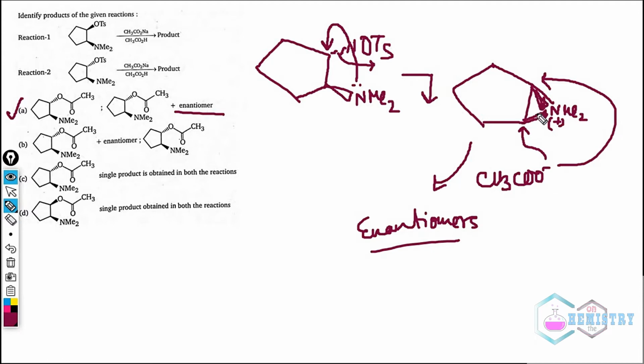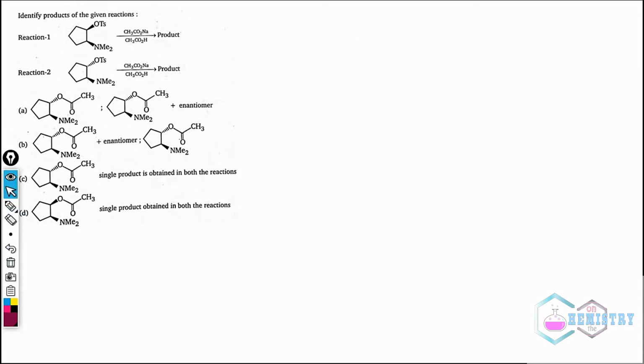You just have to do it by yourself to find out the structures of the enantiomers. One structure will be this one and another structure will have this group on this side and NMe2 on that carbon, nothing else. Okay, so these are the answers and this is our particular correct answer. Okay, so let's go to the next question.